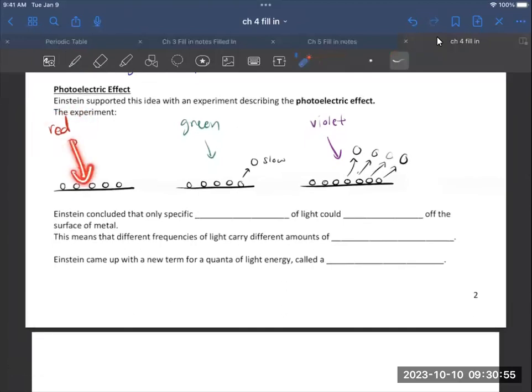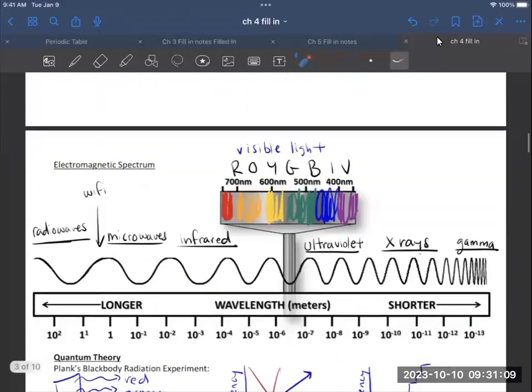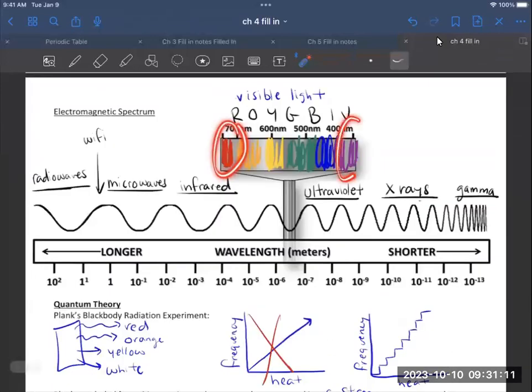So a lot of energy was making its way toward this piece of metal with the electrons on it. And no matter how bright he made the red, nothing would come off. Meanwhile, even a really dim violet light would still manage to shoot all these electrons off. I want to remind you really quick, guys, if we compare red and violet, red is on the low energy side of the spectrum, and violet is on the higher energy side.